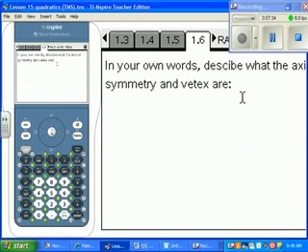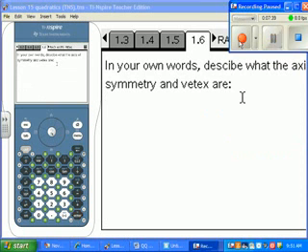All right, in your own words, I want you to describe what the axis of symmetry and the vertex are. So take a minute in your own words to describe what those two things are. Dan, tell me what a vertex is. A vertex is like where it is in between the two halves of it. Good. It's the place where it sits right in between the two halves. Good. Okay, so let's have Fran tell me what axis of symmetry means to you. The line that separates the parabola into two identical halves.